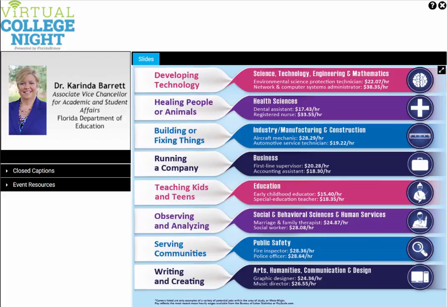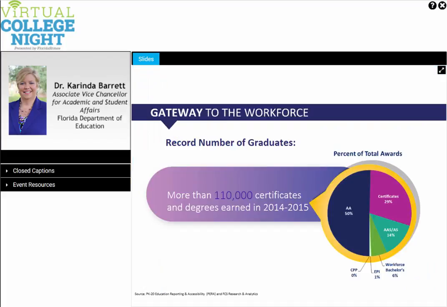The math gateway course for business is college algebra or elementary statistics, and the math gateway course for science, technology, engineering, and mathematics is college algebra. The math gateway courses for all other meta major academic pathways are college algebra, liberal arts math 1, liberal arts math 2, or elementary statistics.